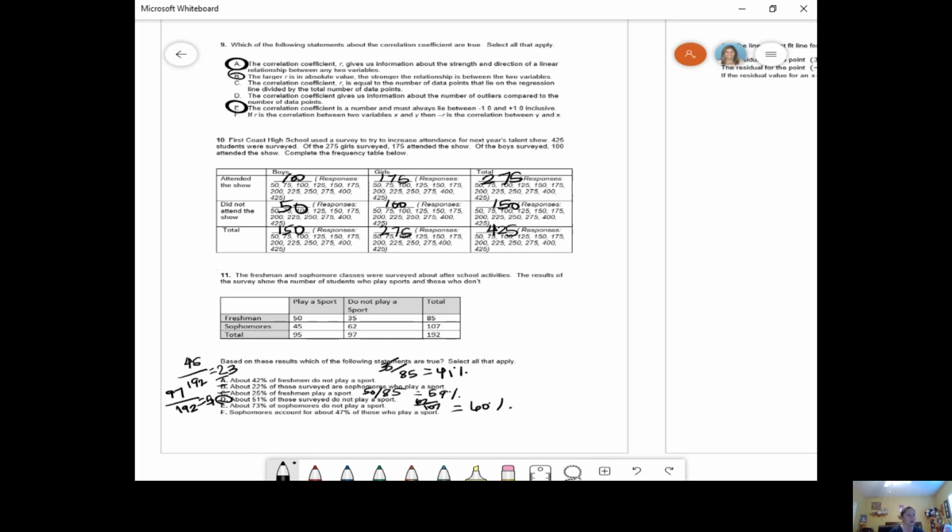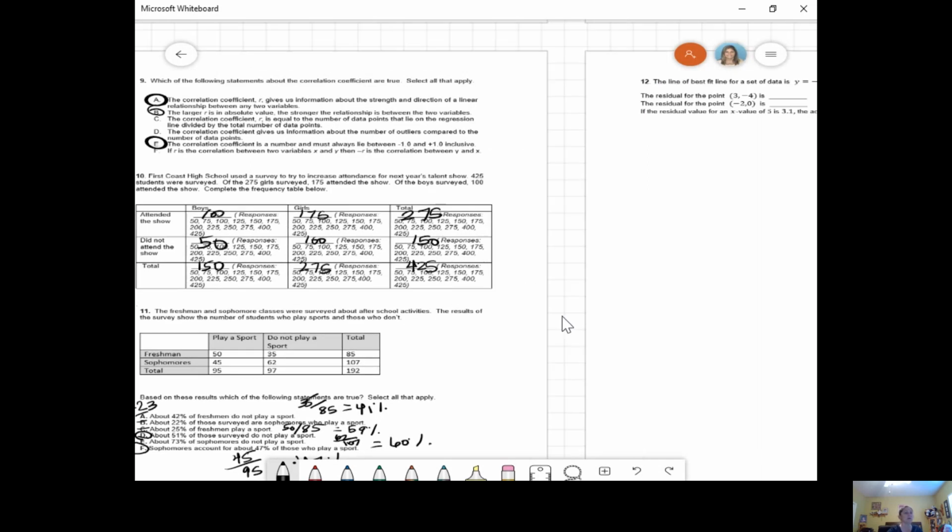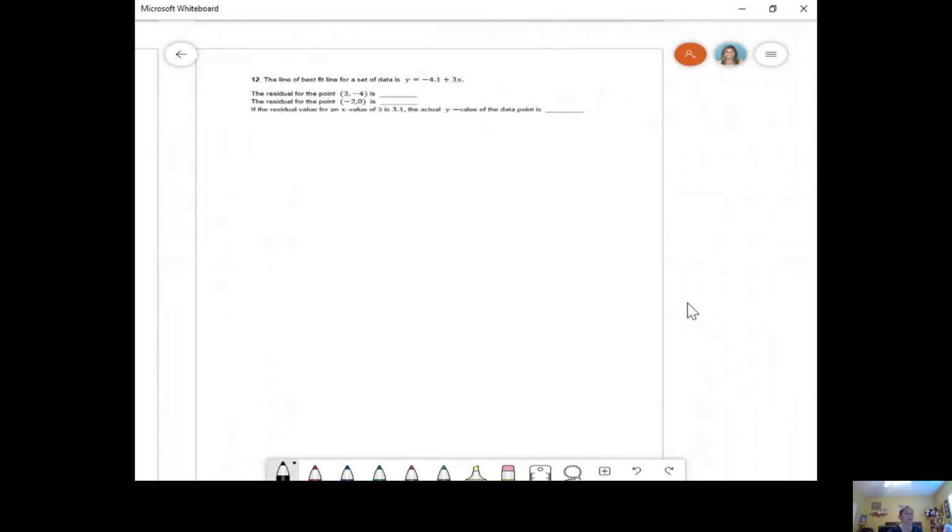And F, sophomores account for 47% of those who play a sport. So sophomores who play a sport is 45, and those who play a sport total 95. So 45 of 95 is 47%. So F works.